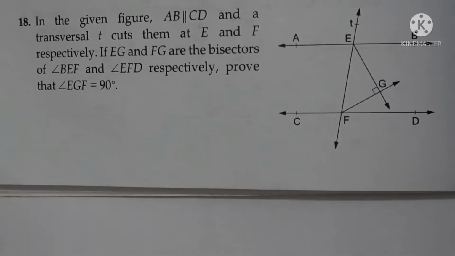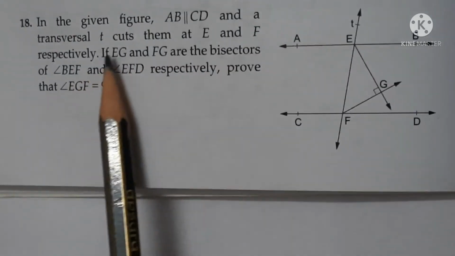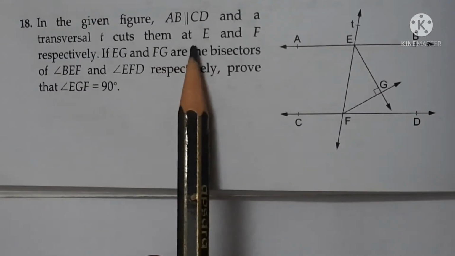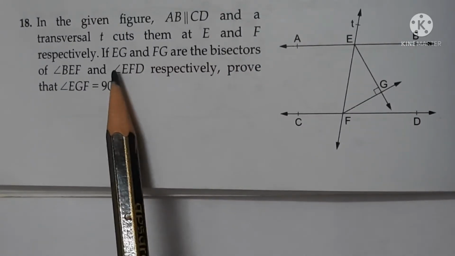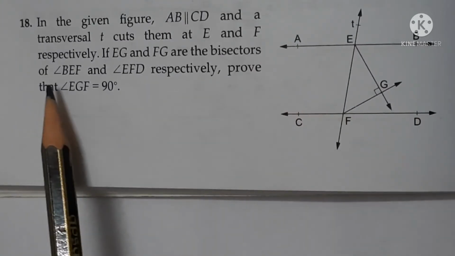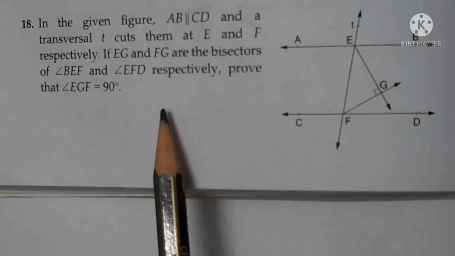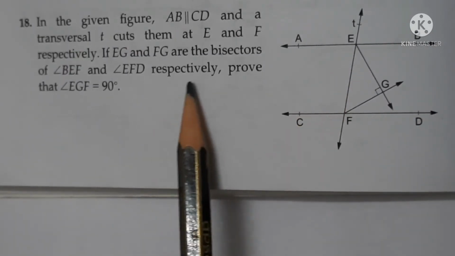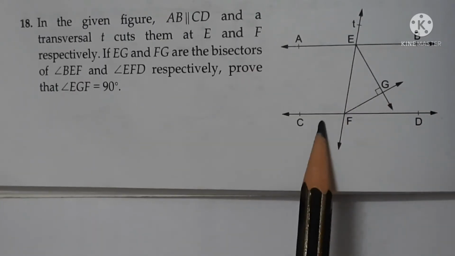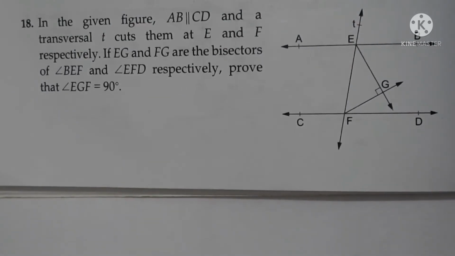Next question. Question number 18. In the given figure, AB is parallel to CD and a transversal T cuts them. These are parallel, T cuts them at E and F respectively. If EG and FG are bisectors of angle BEF and angle EFD respectively, prove that angle EGF is equal to 90 degrees. Let's see how to do it.